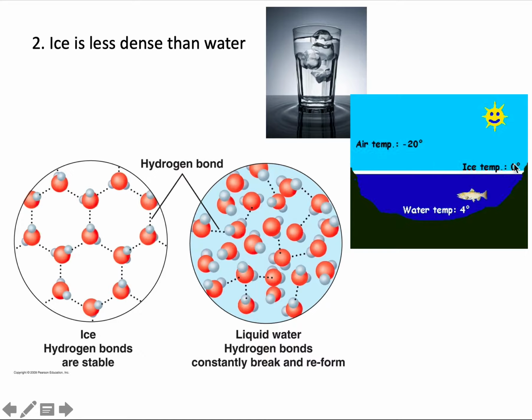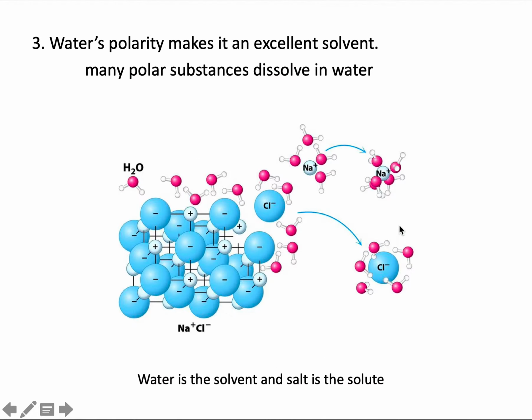Because when the temperatures drop in an environment and you have ice forming, the ice will just sit on the top of the water because it's less dense, and you still have water available in the liquid state for the organisms below to continue to live on. That is very crucial for life.